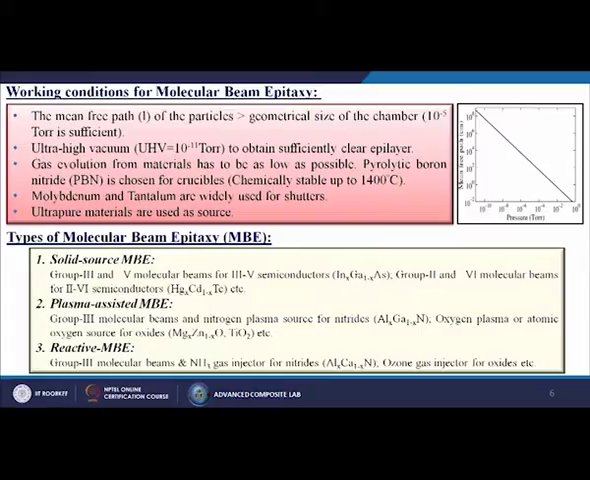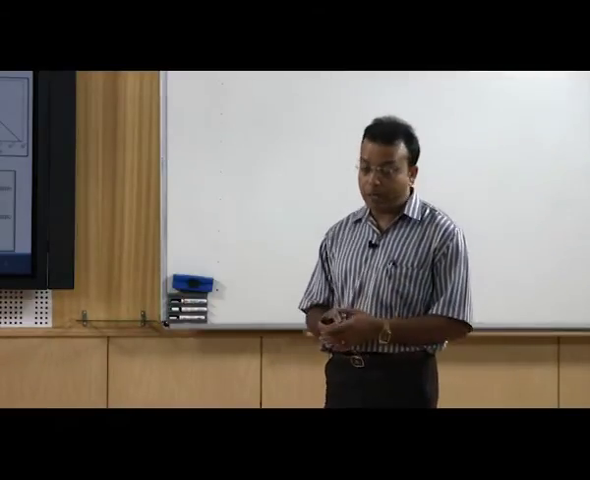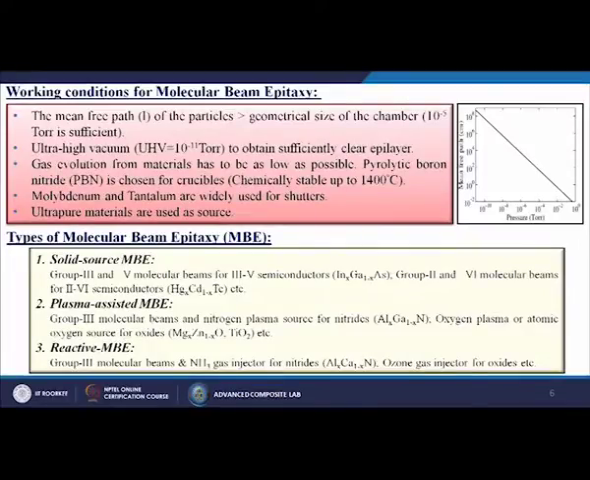Now, we are going to discuss that there are also classifications within molecular beam epitaxy methods. What are those? The first one is called solid source MBE. Group 3 and group 5 molecular beams for 3-5 semiconductors, just a combination of indium, gallium and arsenic. Group 2 and 6 molecular beams for group 2-6 semiconductors like Hg, Cd and tellurium etc.